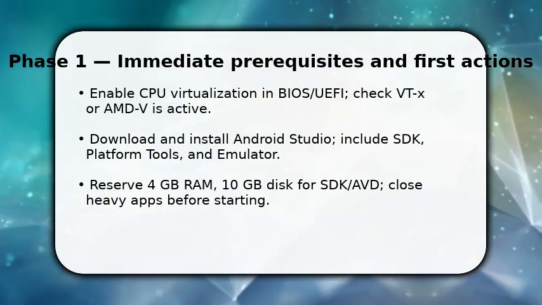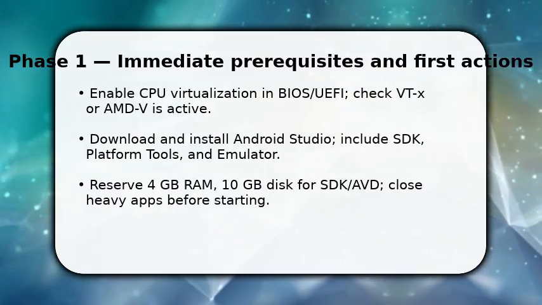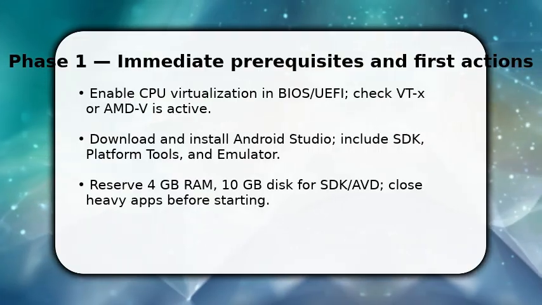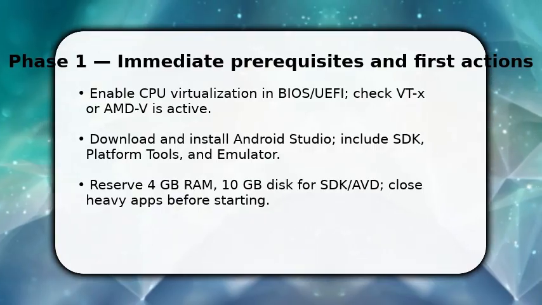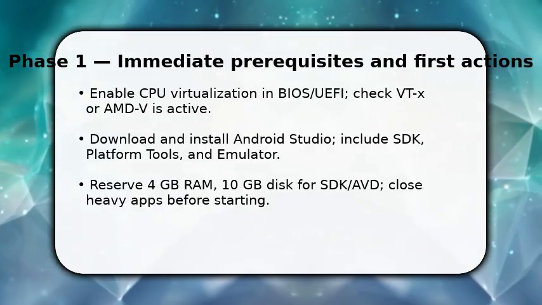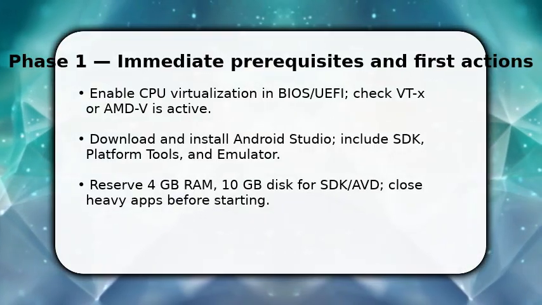Once done, allocate at least 4 GB RAM and 10 GB disk for the SDK and AVD so the virtual device runs smoothly. Make sure to close other heavy programs while installing. Doing this reduces conflicts and ensures the emulator.